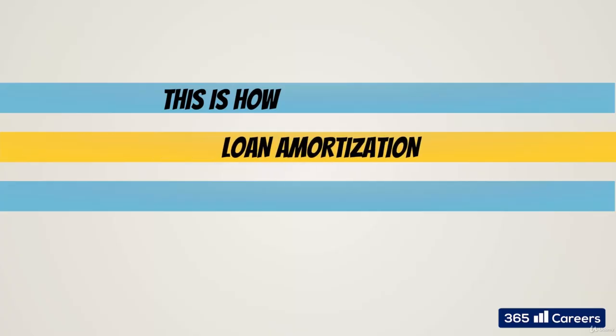This is how the amortized cost method functions. For simplicity, we assumed a constant interest rate. If instead the company's loan was agreed at a variable rate, we would have to adjust the loan's interest rate according to the current market rate. But the principle of loan amortization remains the same.